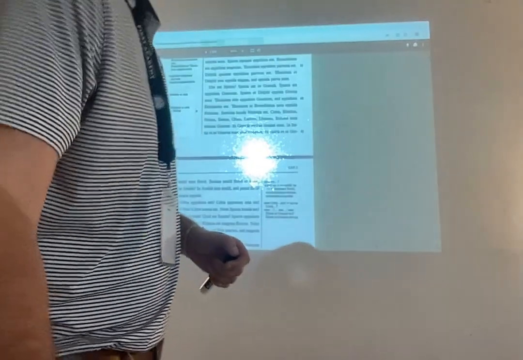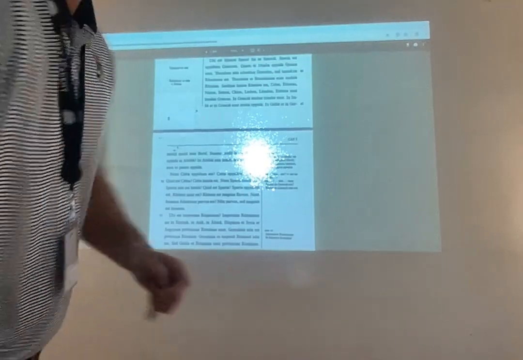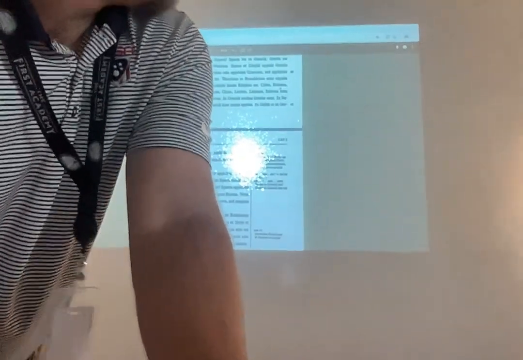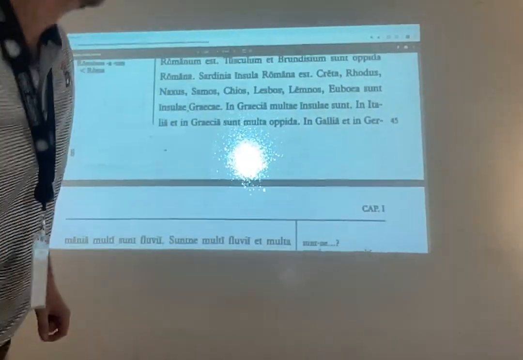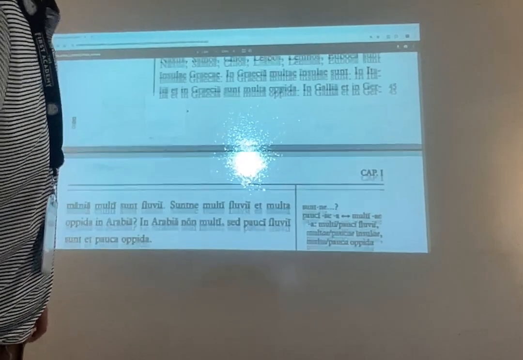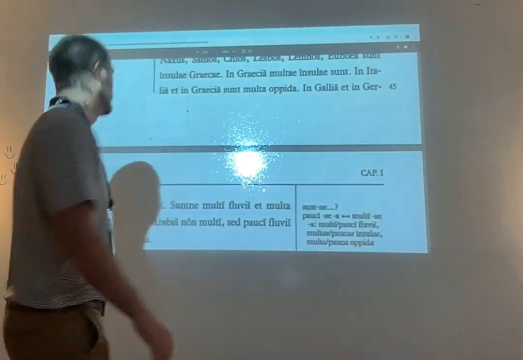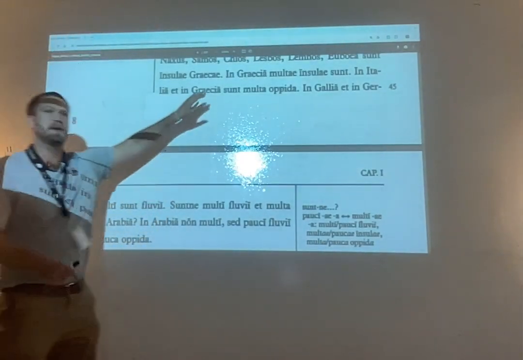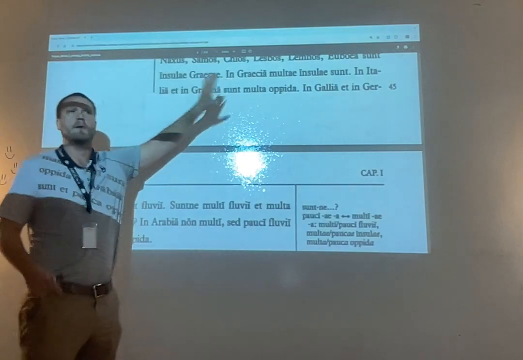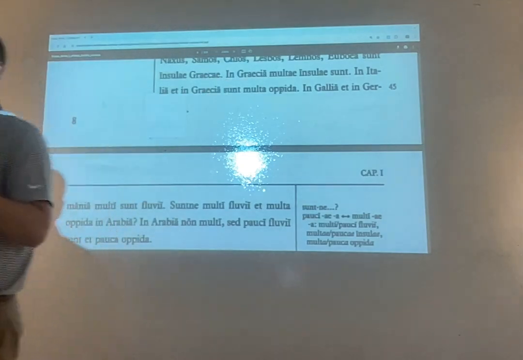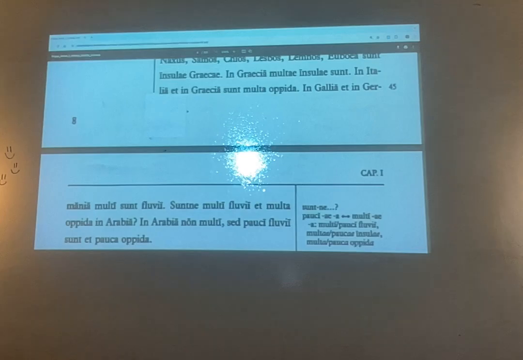All right, so we stopped here yesterday or 2 days ago. Let me go ahead and read some of this for you. I'm going to start right up here. Remember, oppidum. Do y'all remember what oppidum means from yesterday? Town. Very good. It means town.